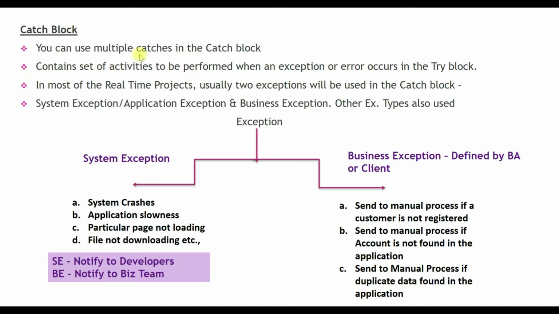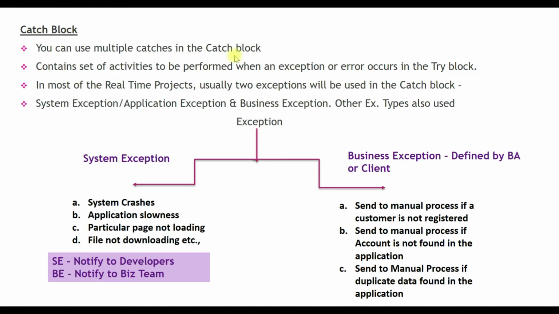Catch block. You can use multiple catches in the catch block. It contains a set of activities to be performed when an exception is thrown in the try block. You can either put a message box and display the message to the user, or you can use the throw activity, or you can use the send mail activity. You can use any activities that you wish to execute.